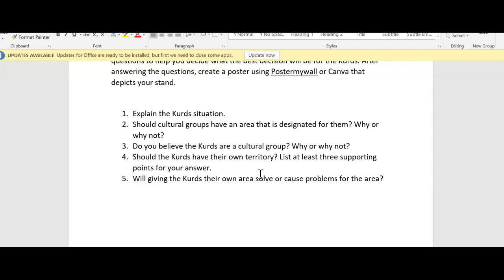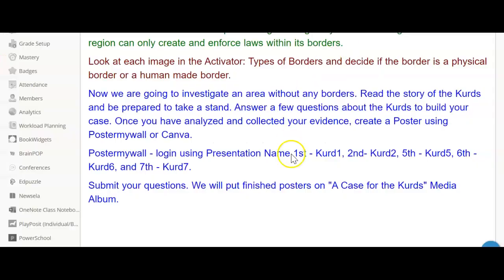Okay. Will giving the Kurds their own area solve or cause problems for this area? So you looked in the Middle East and you saw the countries that are involved. Do you think this is going to solve problems, or do you think it's going to create more problems? All right. So you're going to collect all your notes here, put your thoughts together. And once you've done this, then you're going to use this information to help you create your poster. You'll submit this via Schoology once you're finished. Please don't share it. Submit it via Schoology.